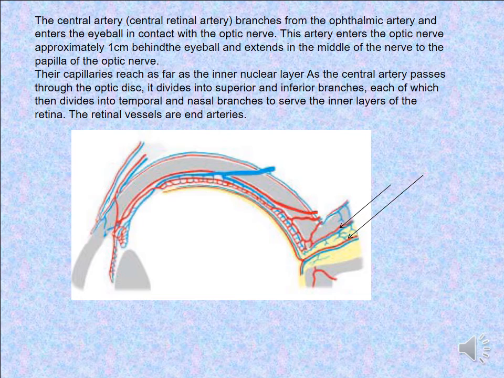The retinal artery does not have anastomosis with the other side because it is an end artery within the eyeball.